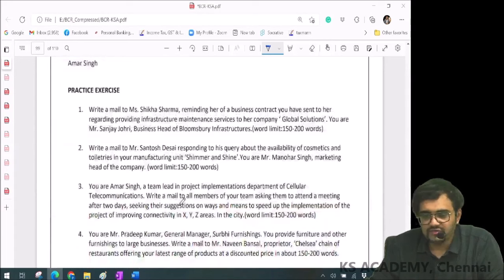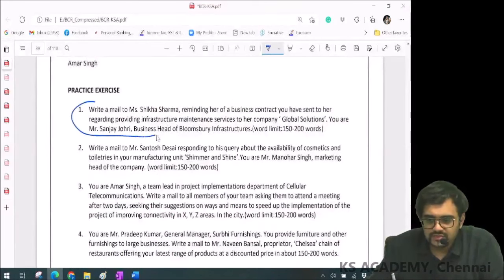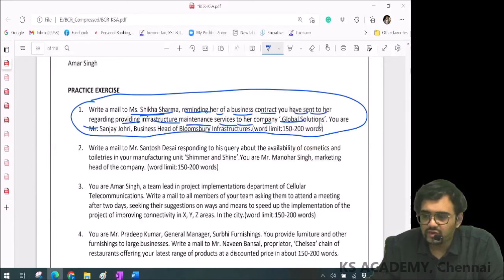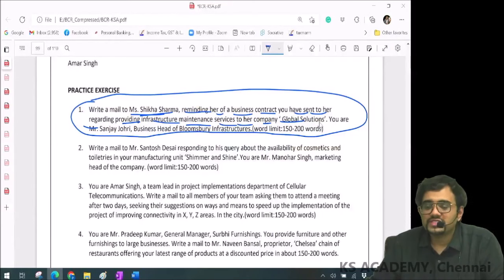So let's write one, for example. Other things are okay, just see the first one. This was an examination question. Write an email to Ms. Shikha Sharma, reminding her of a business contract you have sent to her regarding providing infrastructure maintenance services to our company, Global Solutions. You are Mr. Sanjay Jori, Business Head of Bloomsbury Infrastructure.